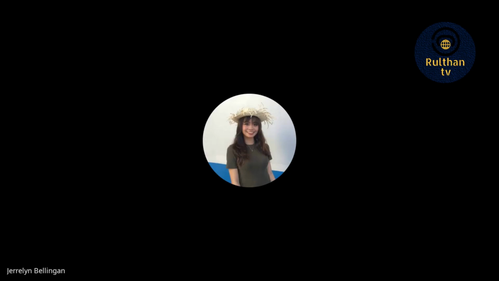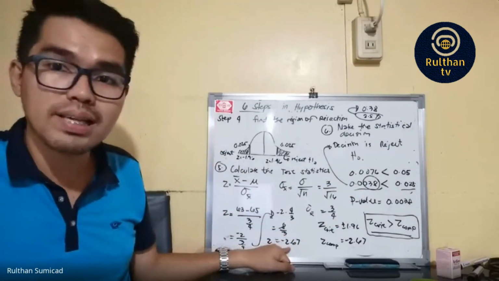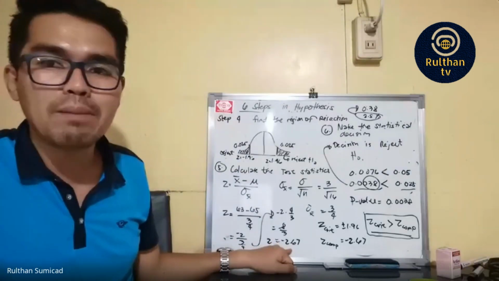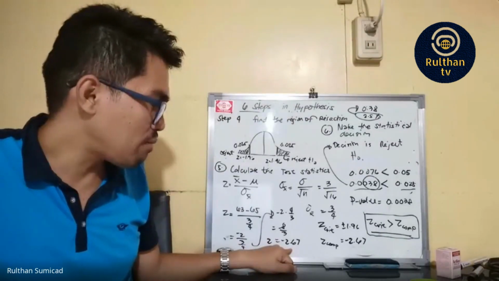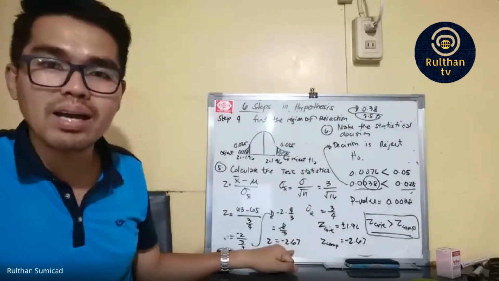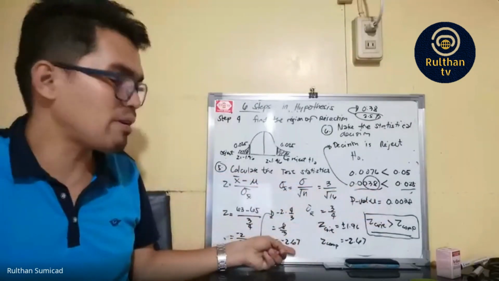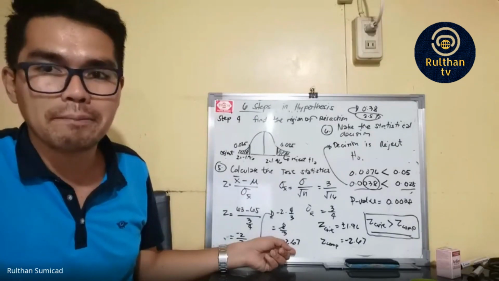Sir, I forgot. Where did the 0.0038, the p-value, come from, sir? The p-value was taken when you have your computed z, 2.67. With 2.67, look for the probability distribution of this one in the z table. I'm not sure what the value of this one is. That value, subtract it from 0.5, and the result is your p-value. You try to look for this one. What is the probability distribution of a z-score equivalent to 2.67?